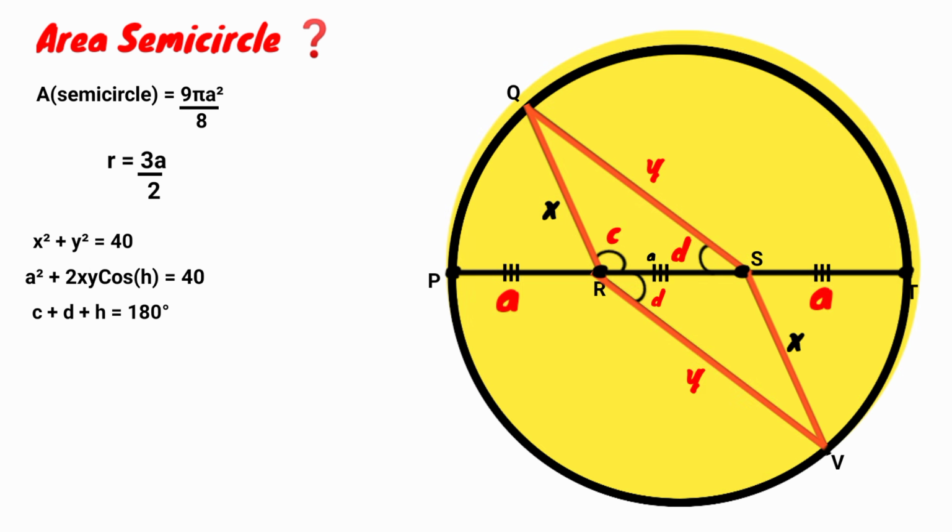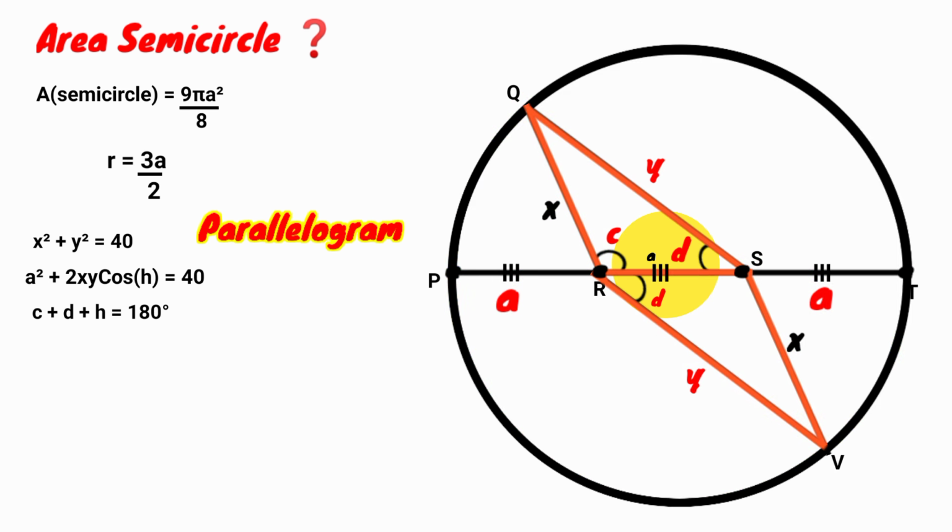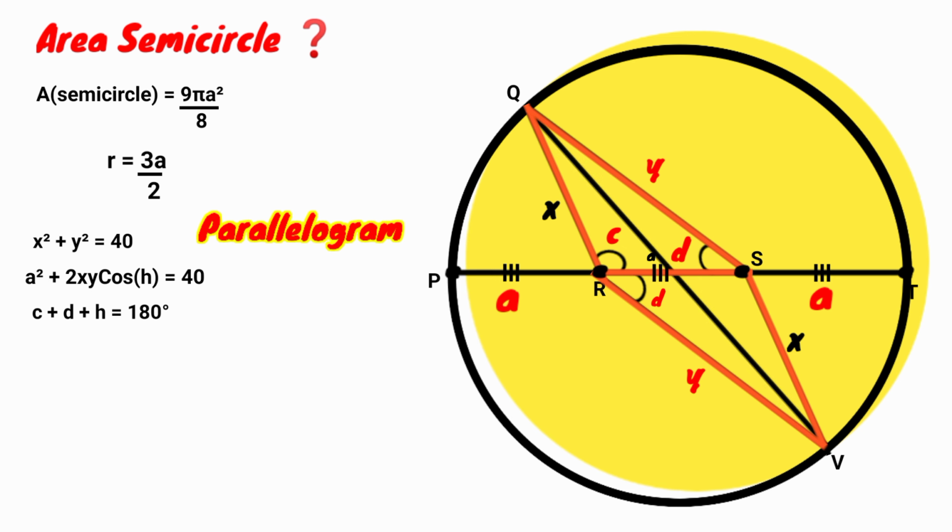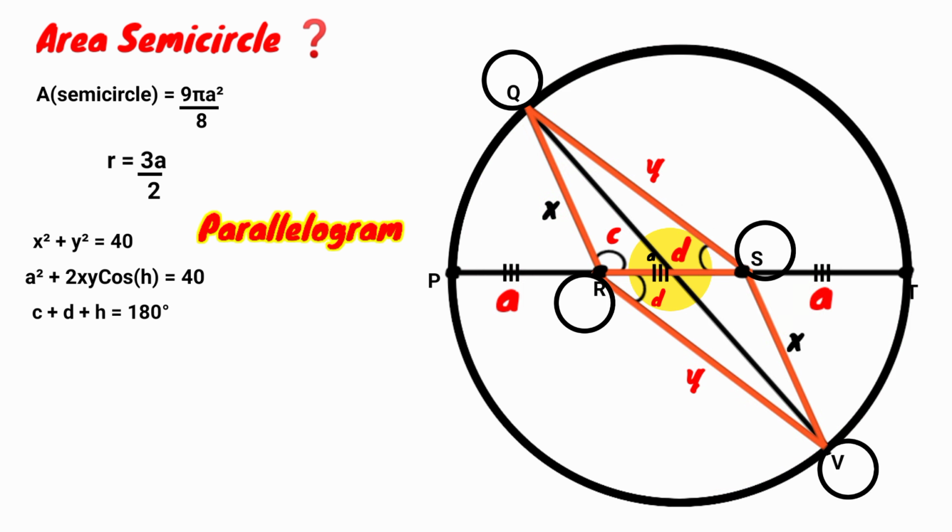Let's look at this quadrilateral. We observe something unique. Opposite sides are equal in length. This is a property of a parallelogram. So therefore, the quadrilateral QRVS is a parallelogram. This is its diagonal. We draw the second diagonal. Another property of a parallelogram is that its diagonals bisect each other. So this diagonal bisects this. Therefore, this segment and this each are half A.